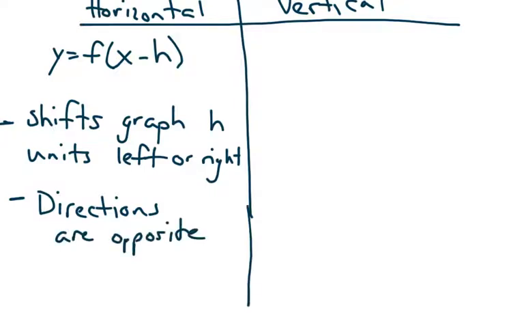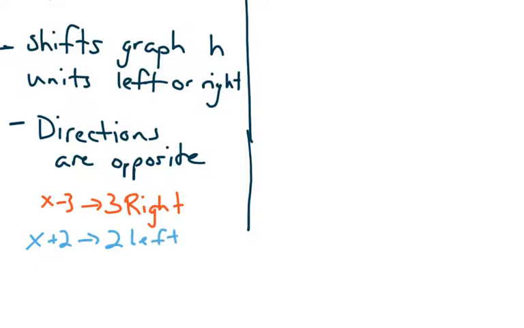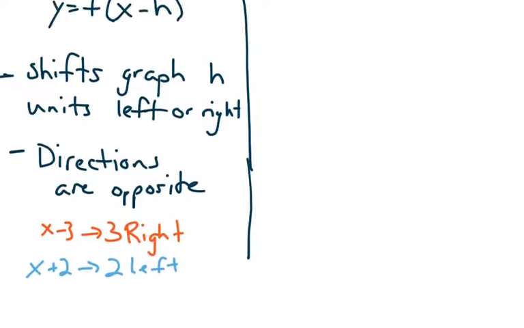What this means is that if I had x minus 3, normally we think if we take away 3 that we get 3 to the left, or 3 smaller on a number line. This actually means 3 units to the right. And if we have x plus 2, this means 2 units to the left. So if we see x minus 3, that means 3 units to the right, and x plus 2 is going to be 2 units to the left.